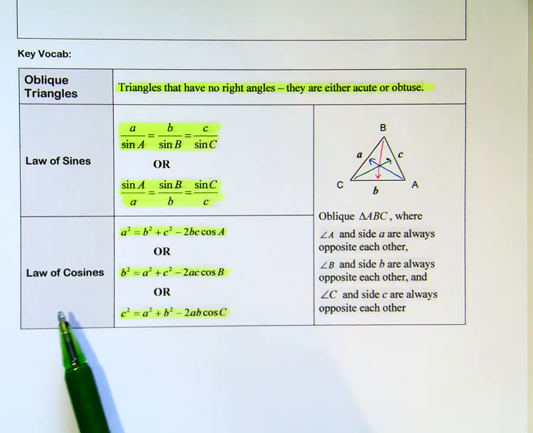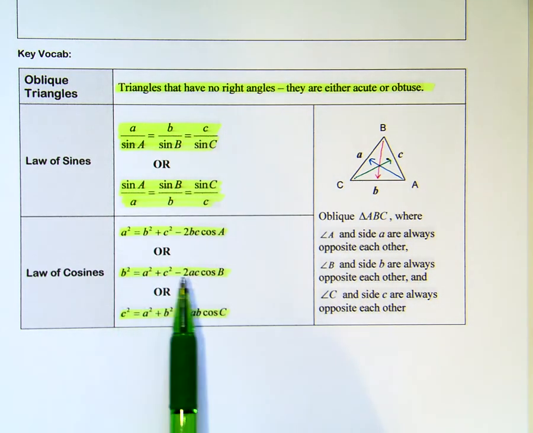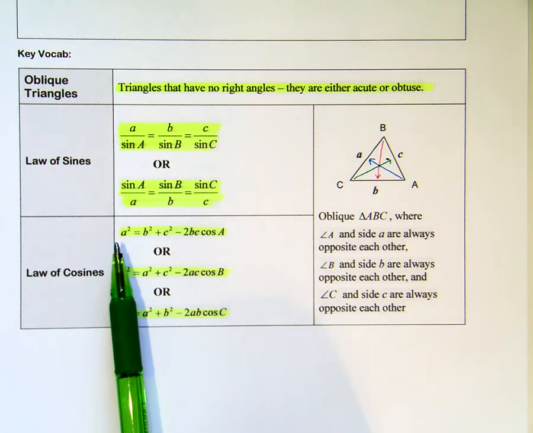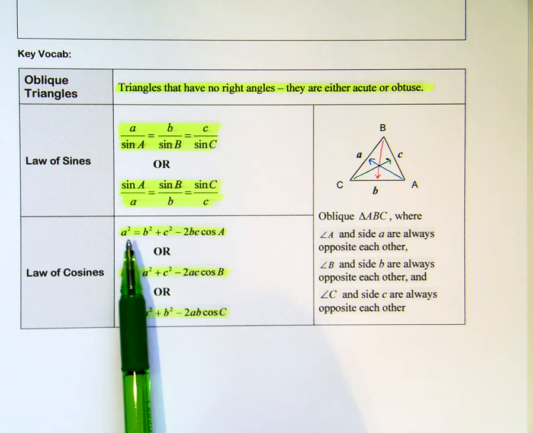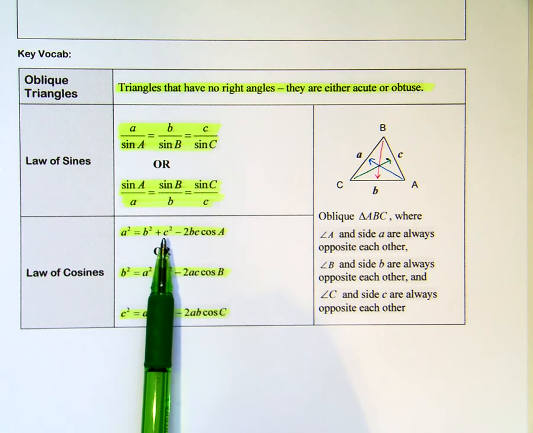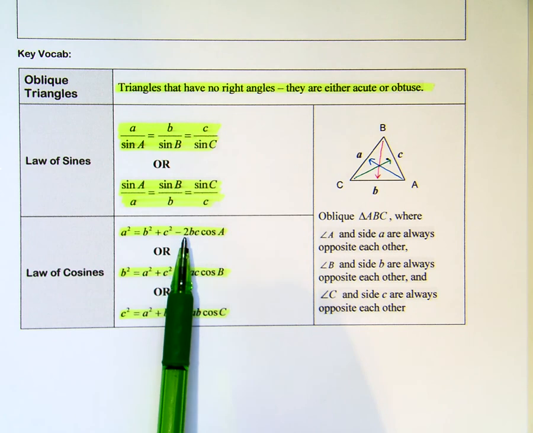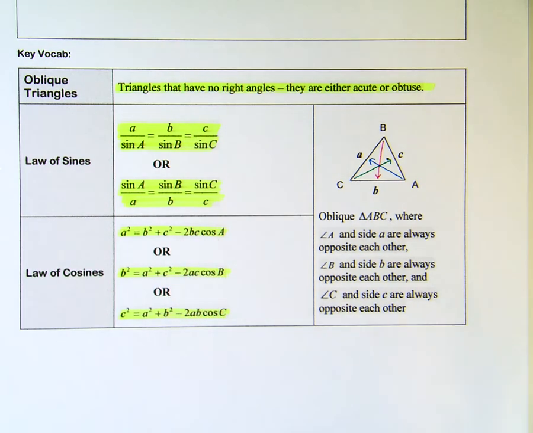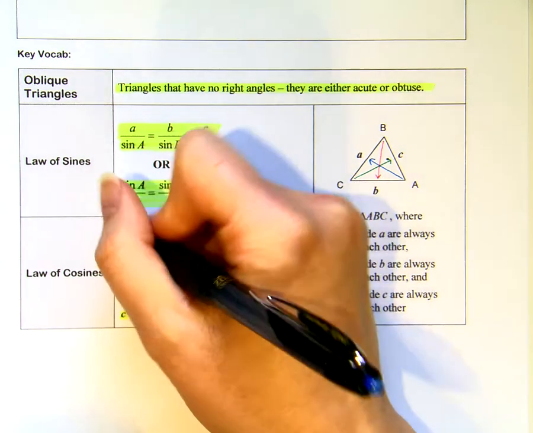The next law is our law of cosines. This one has three variations, but they're really following the same pattern. So once you get the pattern down, you'll be able to use any one of these three equations fairly easily. So our first equation, we'll look at that. A squared equals b squared plus c squared, so very similar to our Pythagorean theorem, minus 2 times bc times cosine of A.